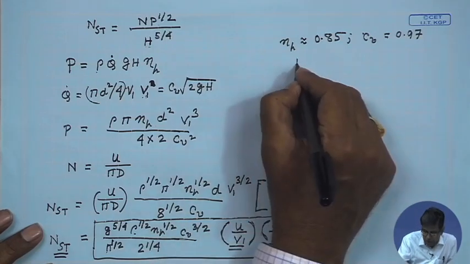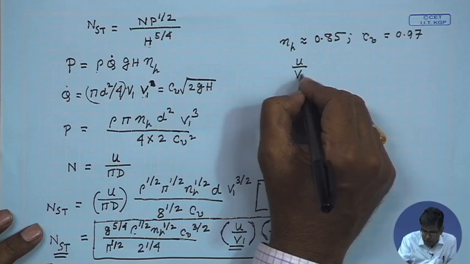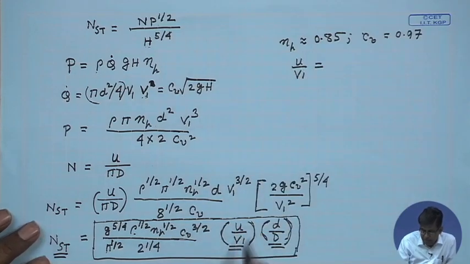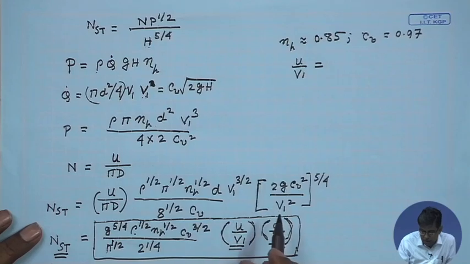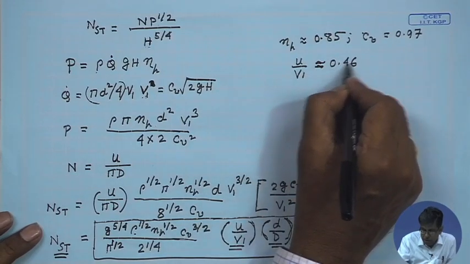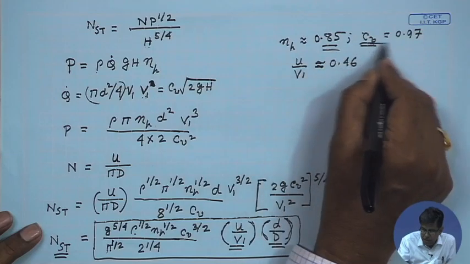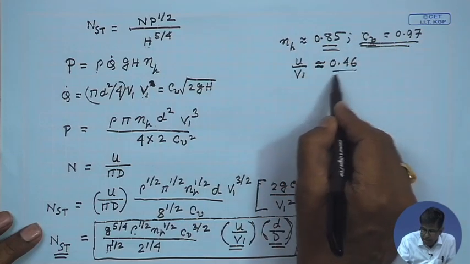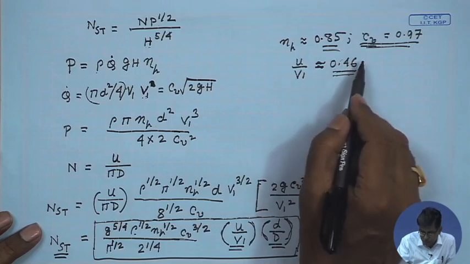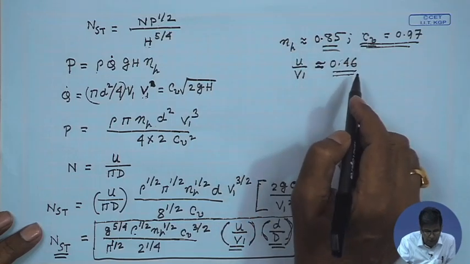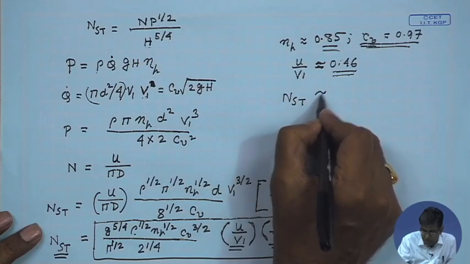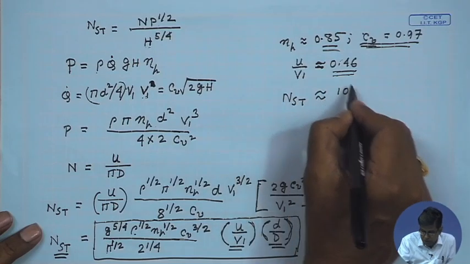the same time we know that if we think that this wheel will run at its maximum overall efficiency, then u by v is roughly equal to 0.46. So, these values are almost fixed, and this value runs somewhere at 0.46. So, if we use this value, then we can express the specific speed of the Pelton wheel by putting these values.